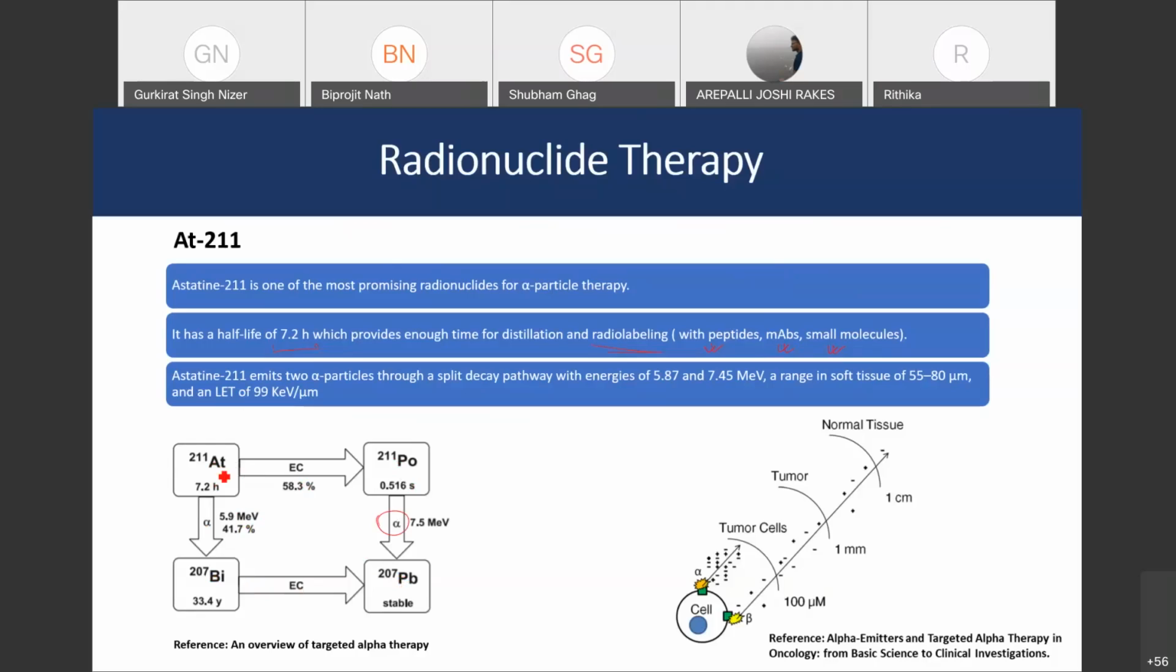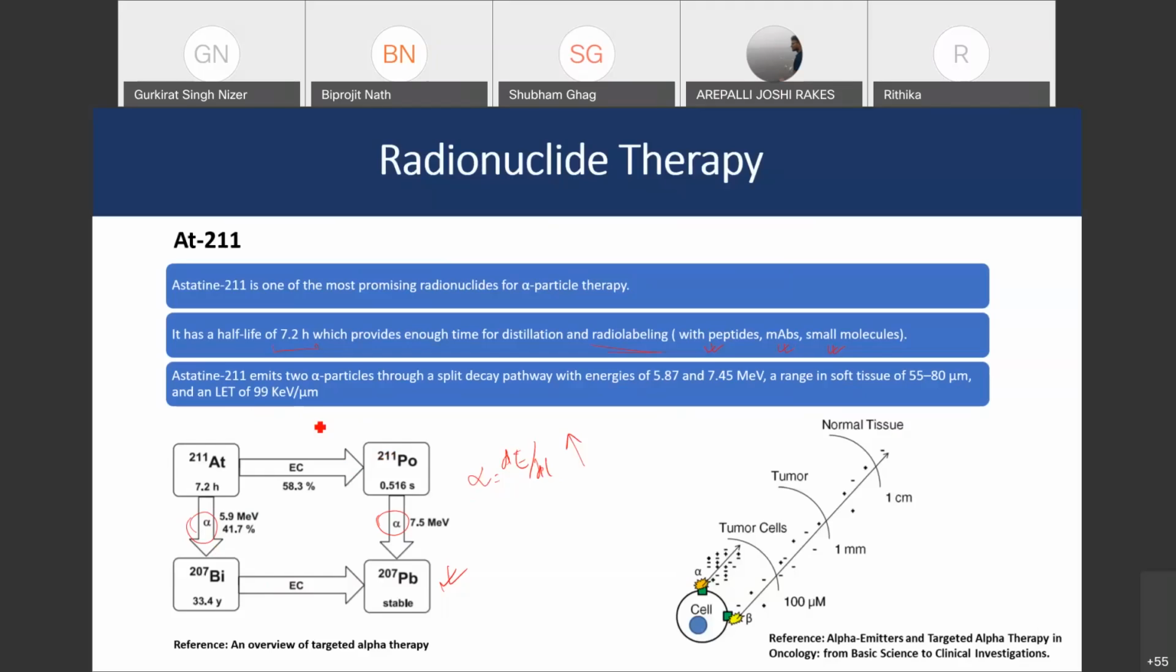So we can now see that the decay of astatine to lead is accompanied by the release of two alpha particles. And these alpha particles are the main agents of radionuclide therapy, or what you call alpha particle therapy. These alpha particles have a higher LET. LET is what we call the linear energy transfer, that is, the energy transferred per unit length of the track. So for these alpha particles, dE/dl is quite high.